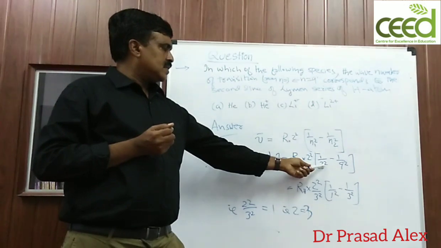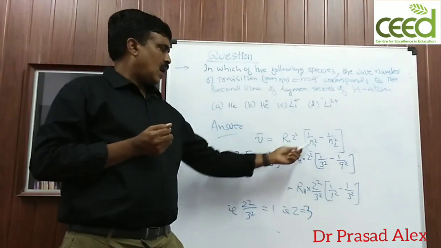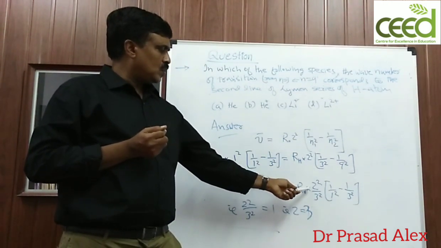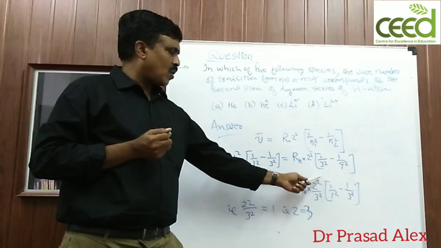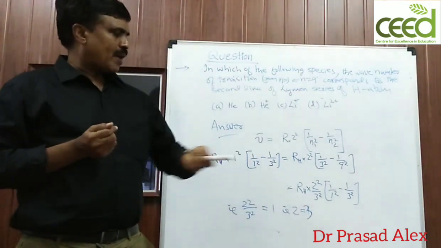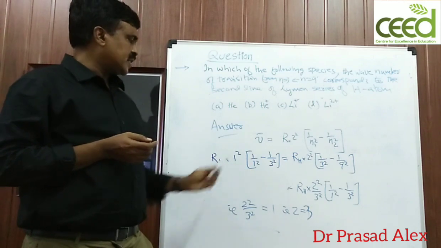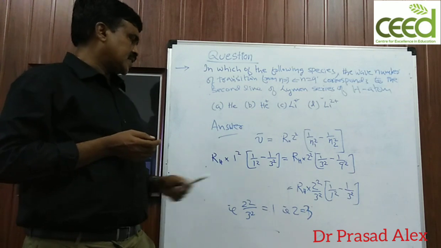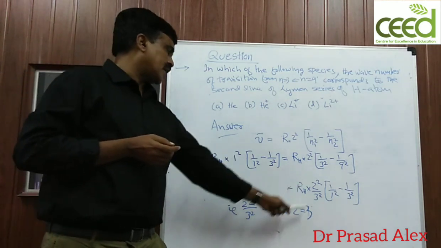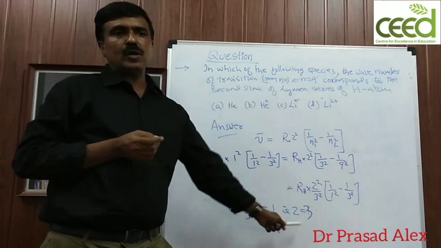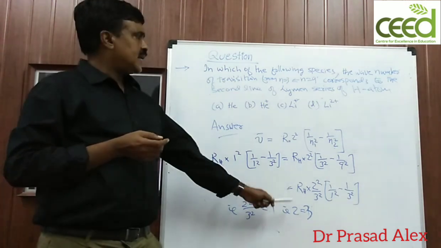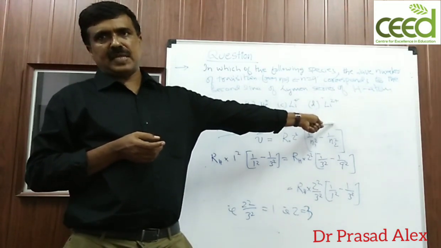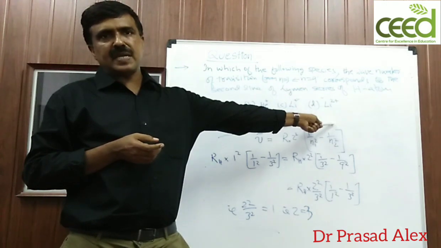Now we can take this 1 by 3 square outside the parenthesis. What we get is RH into Z square divided by 3 square into 1 by 1 square minus 1 by 3 square. Now we examine the two equations and we can see that 1 square should be equal to Z square by 3 square. So that means Z should be equal to 3. Z is equal to 3, that means the answer is lithium 2 plus ion. That is a 1 electron system. Its atomic number is 3.